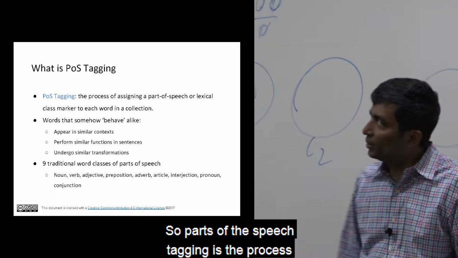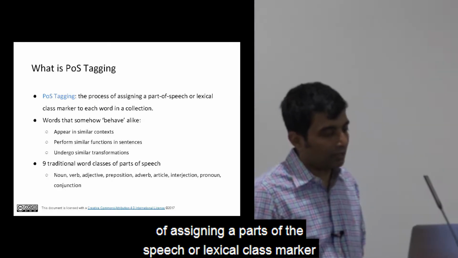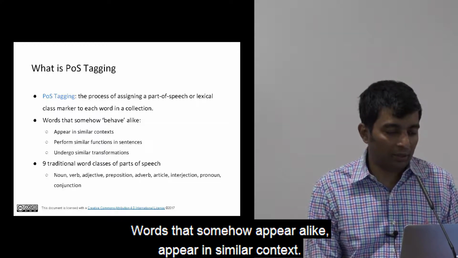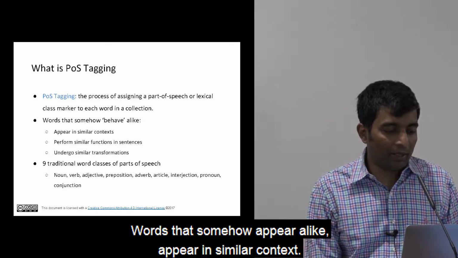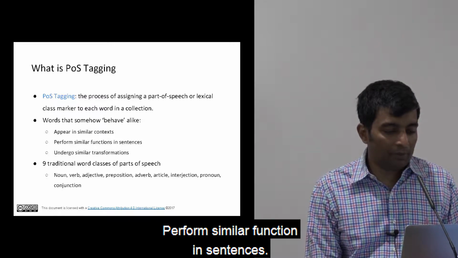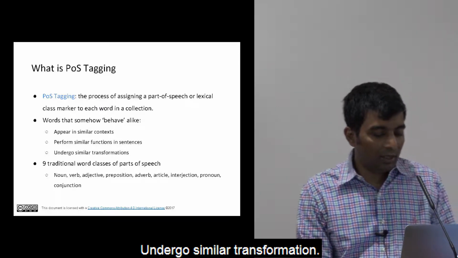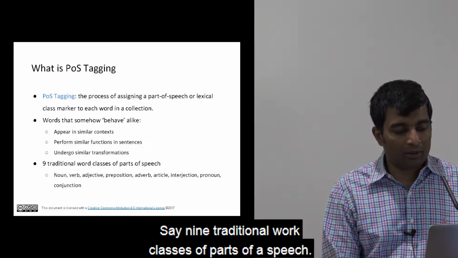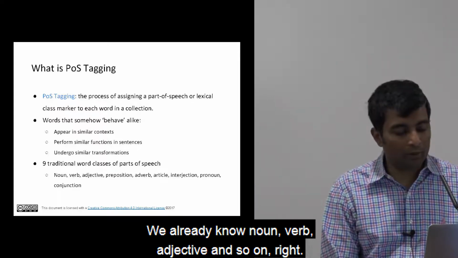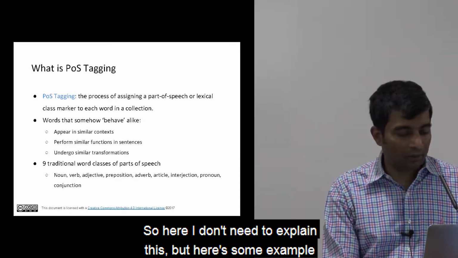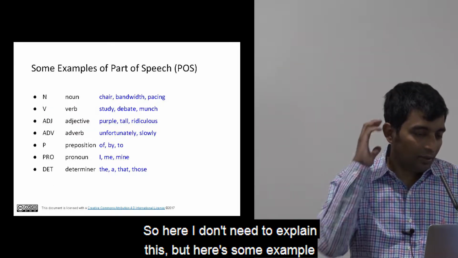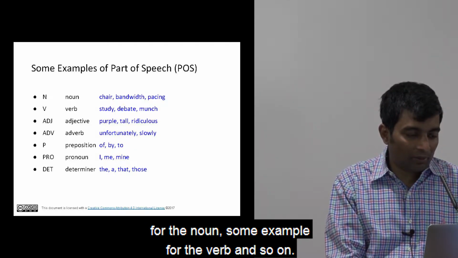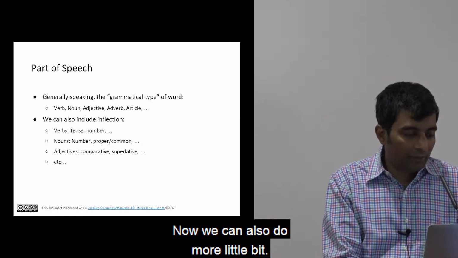Parts of speech tagging is the process of assigning a part of speech or lexical class marker to each word in a collection. These are words that somehow behave alike, appear in similar contexts, perform similar functions in sentences, and undergo similar transformations. We already know the 9 traditional word classes of parts of speech: noun, verb, adjective, and so on, right? Here I don't need to explain this, but here is some example for the noun, some example for the verb, and so on.